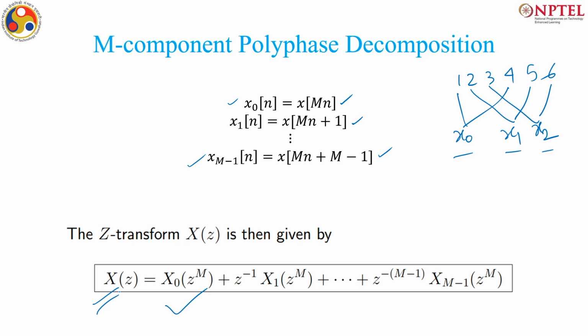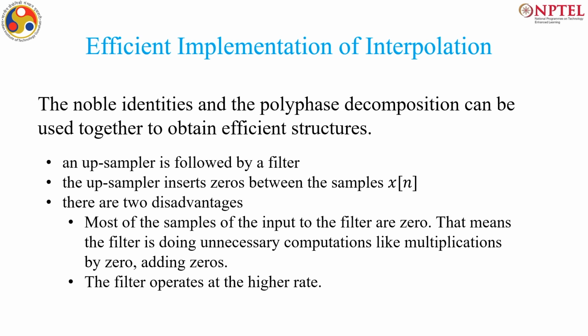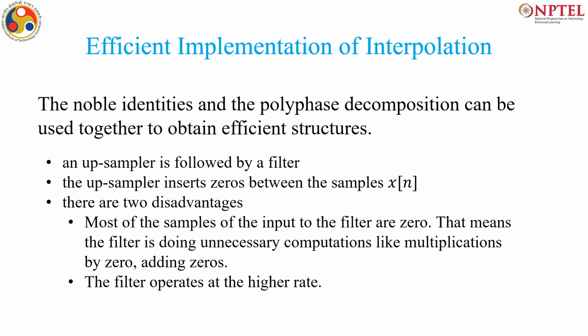So, this overall X(z) is divided into smaller Z transforms. So, the polyphase is an inherent implementation or application of this downsampling. Let us try to understand an inherent implementation of upsampling or interpolation. And here we will use the noble identities as well as the polyphase decomposition to obtain efficient structure.